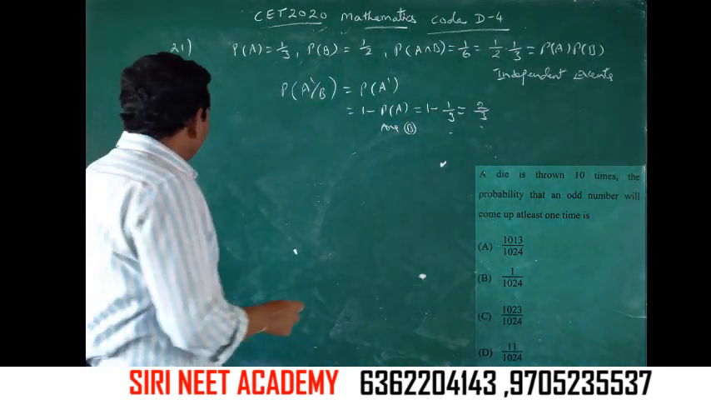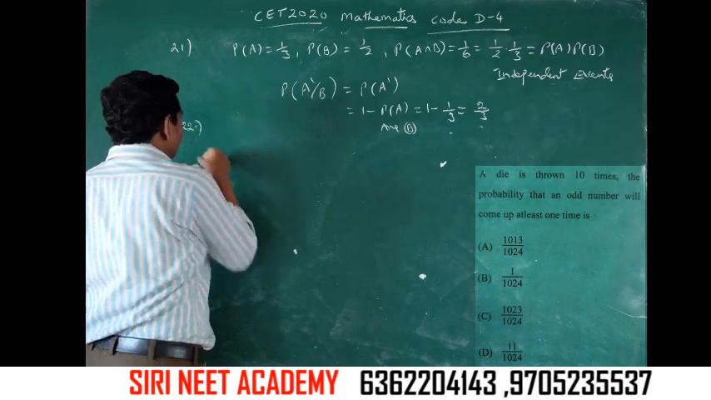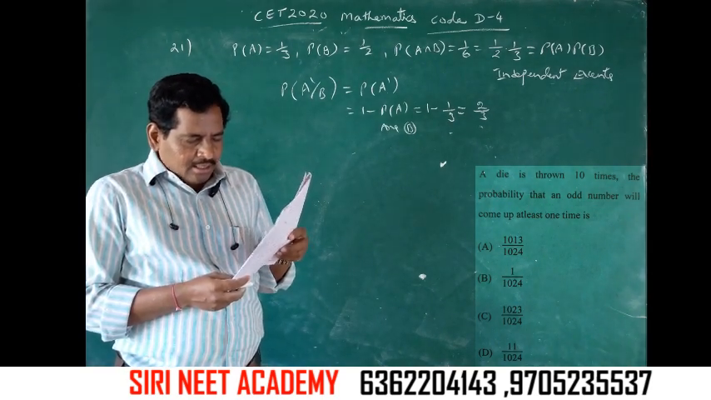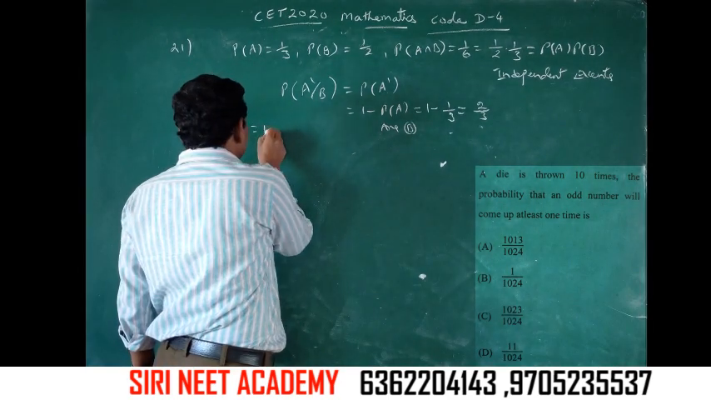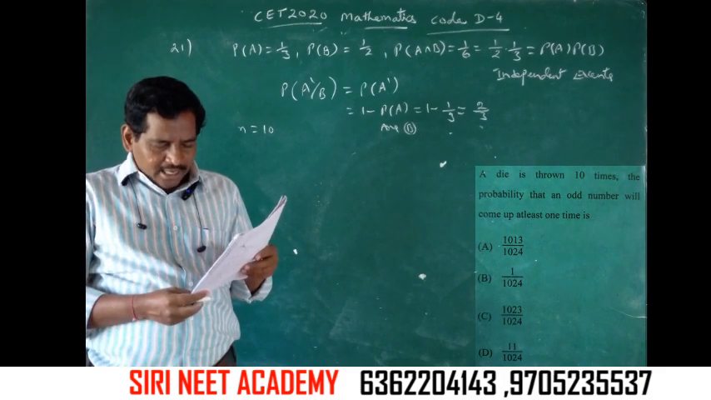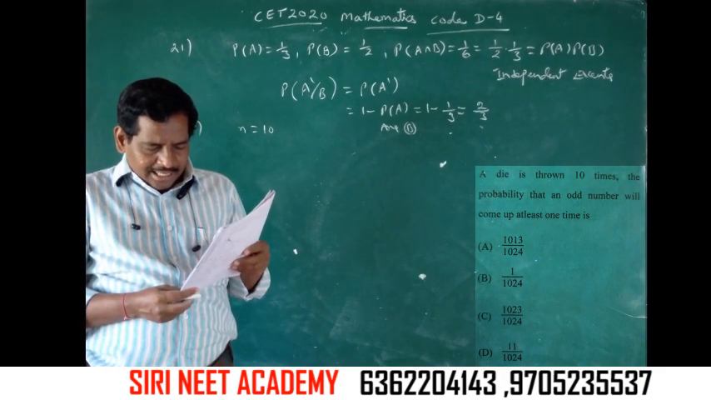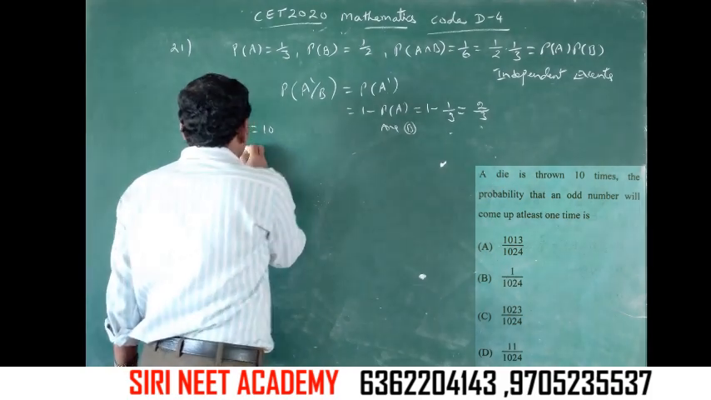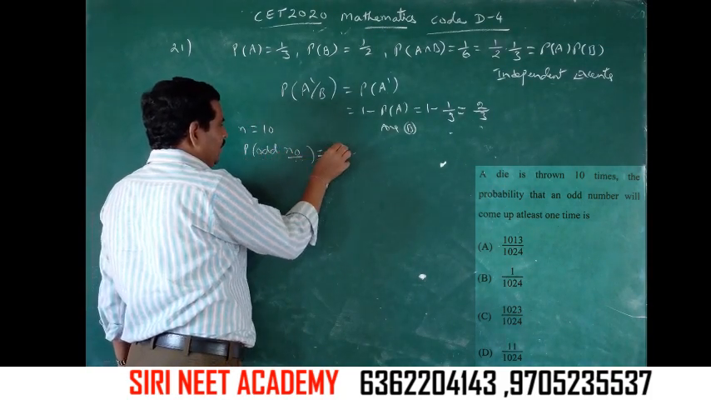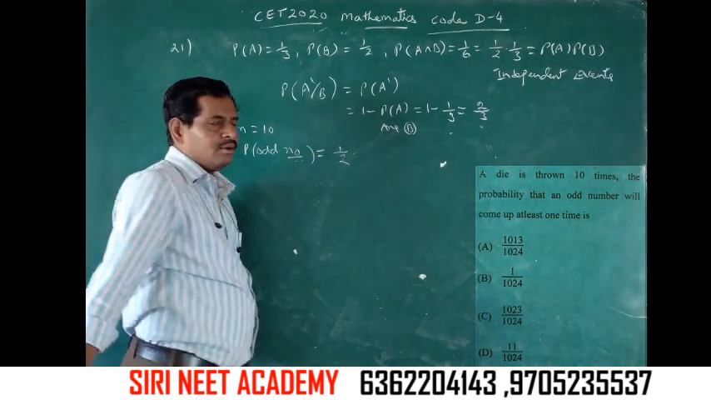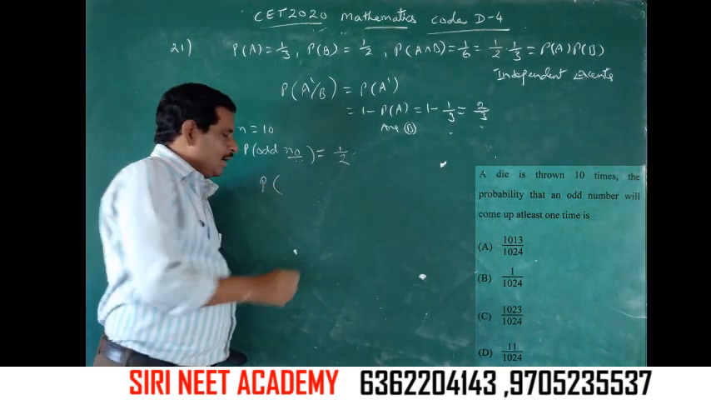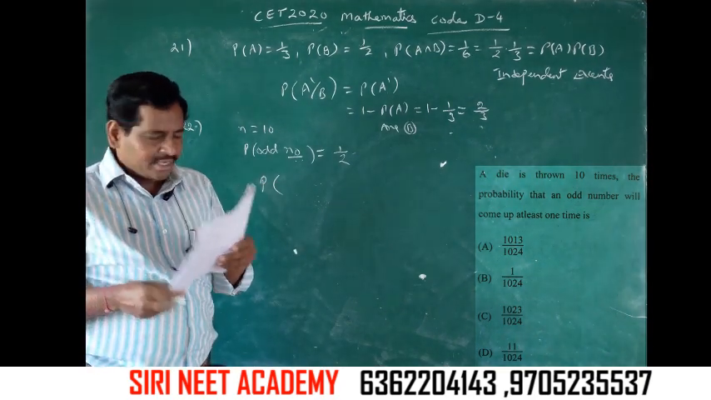Question number 22. Question from probability. If a die is thrown 10 times, n is equal to 10, what is the probability that an odd number will come up at least one time? So probability of odd number is equal to 1 by 2, even number 1 by 2. Chances are 50-50. So we need the probability of at least 1.